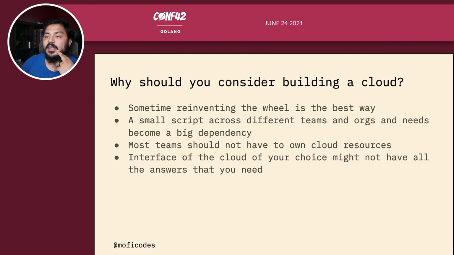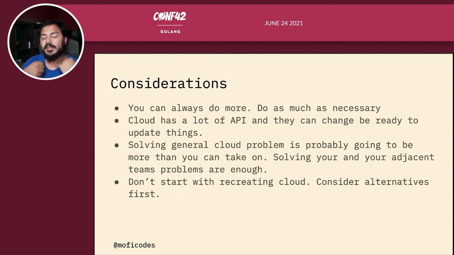Finally, the last reason: the interface of your cloud of choice might not have all the answers that you need. Things like how long has a resource been around, who is the last person that used this resource, what other projects are using this resource, is this resource approved, how big of this resource is approved. All of these different answers might not be available or be able to be added onto your cloud provider's interface. If that is something you're looking for, building a wrapper or interface on top of your cloud might be worth looking into. So that's what you should be looking at if you're thinking about building a cloud.